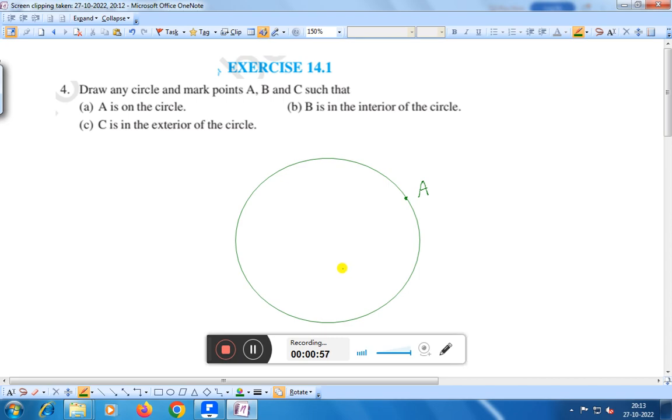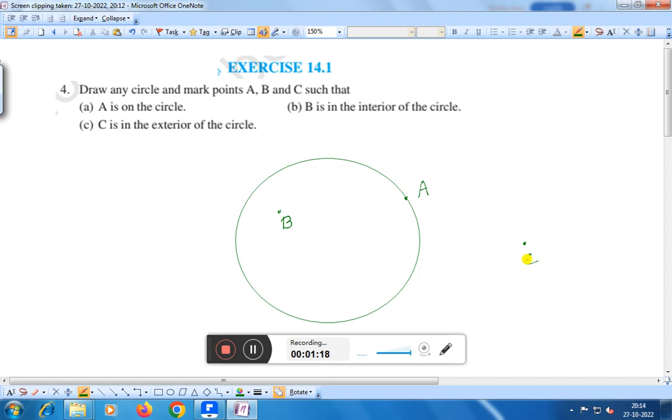B is in the interior of the circle, right? We take another point, suppose this one, and mark it as B, and this is in the interior of the circle. C is in the exterior of the circle. If I take another point here, C, this is in the exterior of the circle, right?